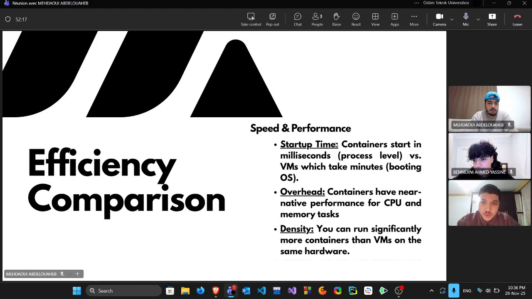Efficiency. When it comes to efficiency, containers are the clear winner. Startup: a container starts in milliseconds because it is just a process. A VM takes minutes to boot up. Performance: our research shows that for CPU and memory tasks, containers have almost zero overhead compared to running natively.